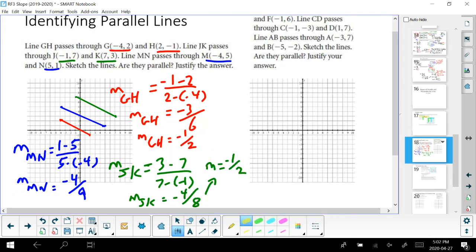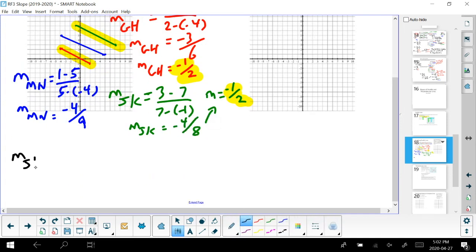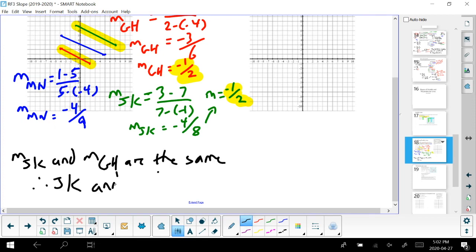So we can see here, if we're comparing all of the slopes, we have two of the same slope. So we have G to H and we have J to K are parallel. So we can state that the slope of JK and the slope of GH are the same. Therefore, JK and GH are parallel. So again, they're parallel because they have the same slope. MN, unfortunately, is not parallel with either of those lines because it does not have the same slope.